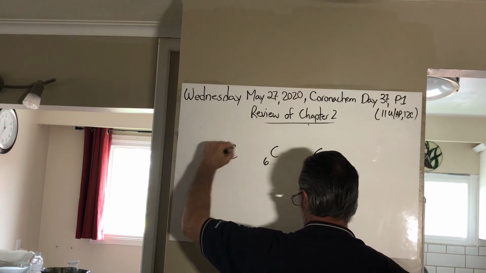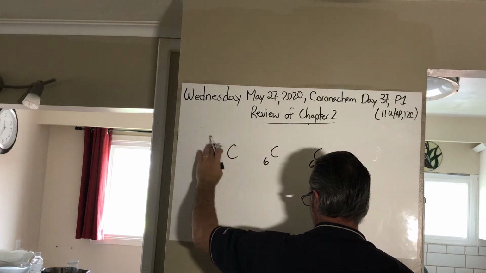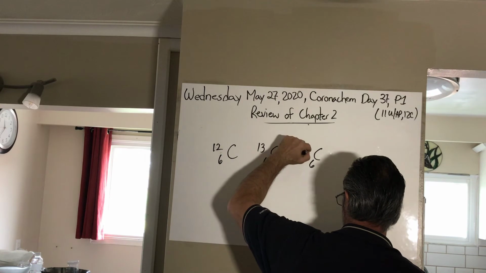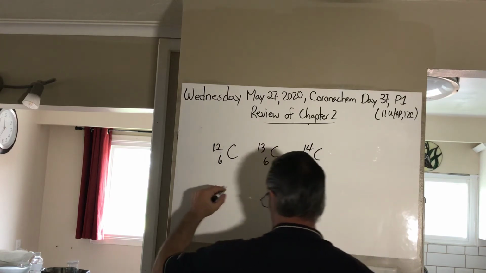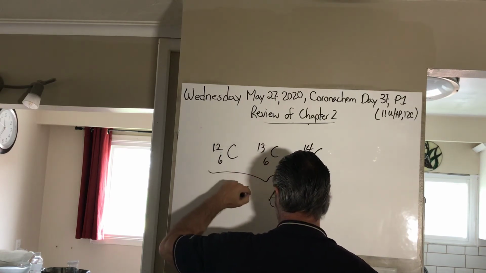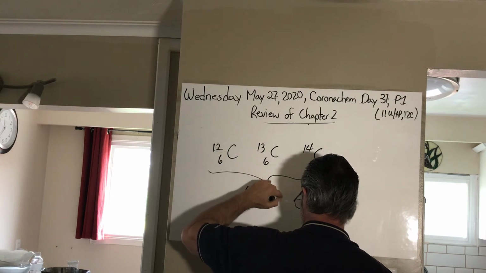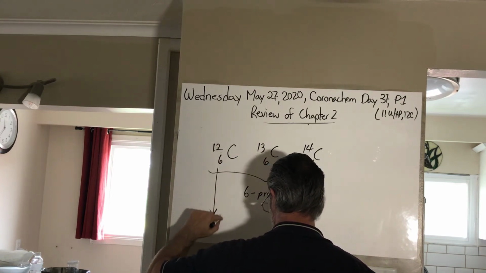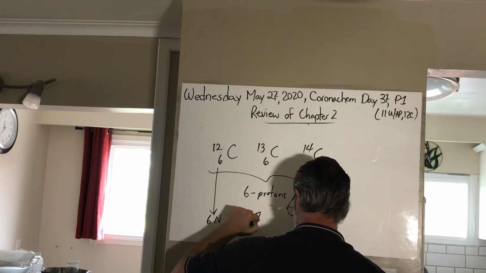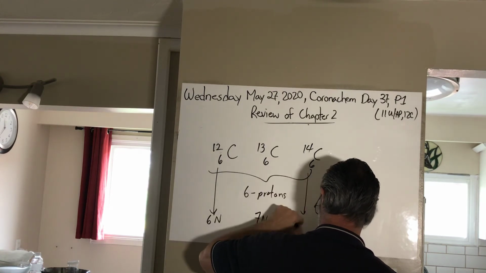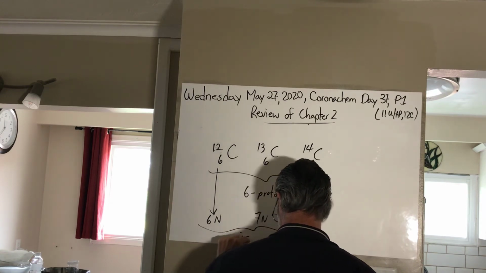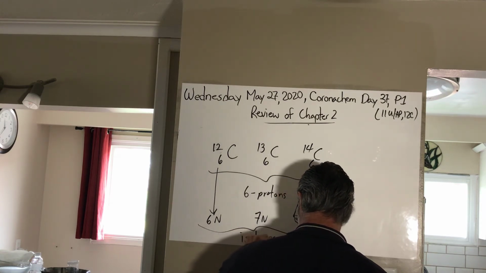6, 7, and even 8 neutrons. So they all have 6 protons, but this one's got 6 neutrons, this one's got 7 neutrons, and this one's got 8 neutrons. So this whole series of elements is called isotopes of carbon.